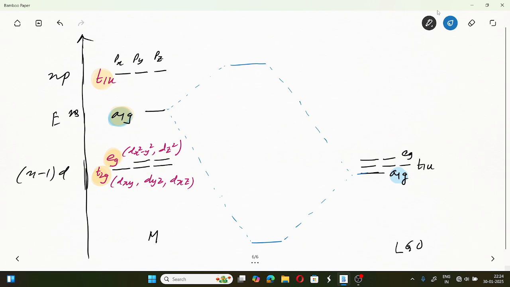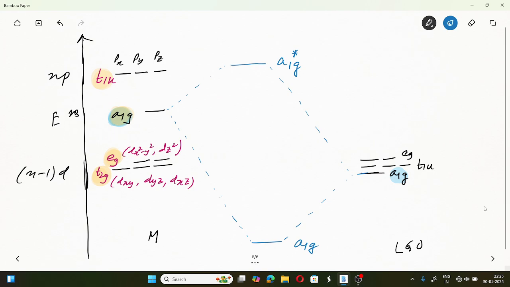Okay, so let it be A1G. Obviously the symmetry will be A1G star. So these two will combine to form these two group orbitals. This A1G LGO and A1G of metal, they will combine to form these two orbitals.